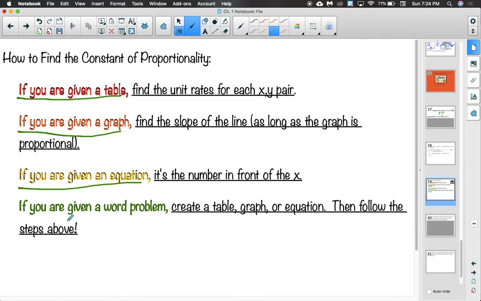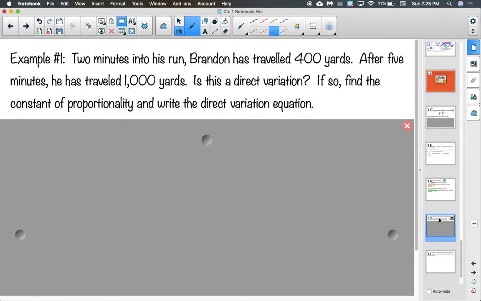And if you're given a word problem, well, now you have to either create a table, create a graph, or create an equation, and then follow one of these steps above based on what you created. All right, this is a very important slide right here. I would like you to star it. Make sure you understand these notes, because this tells you how to find the constant of proportionality no matter what type of question you are given. All right? Now we've got some questions to look at.